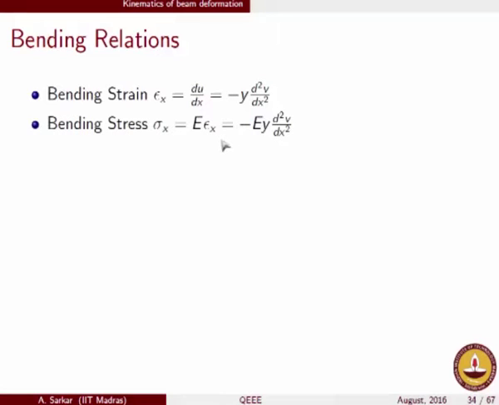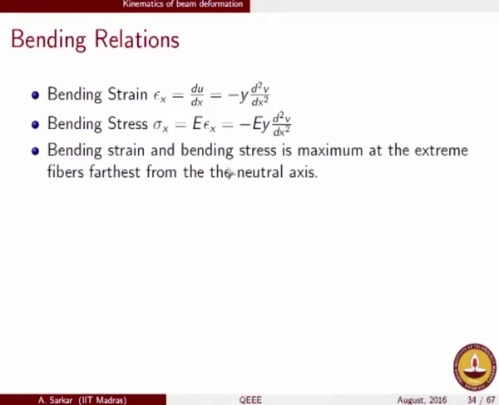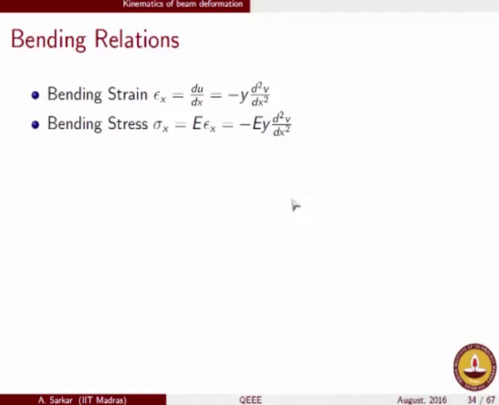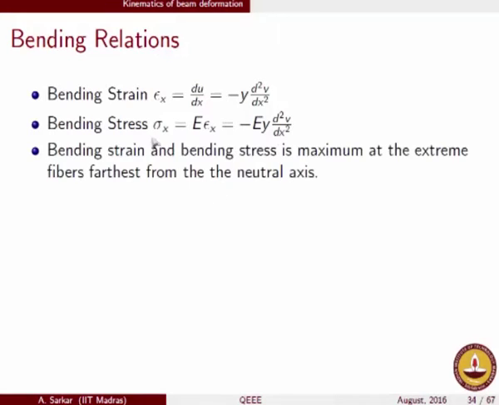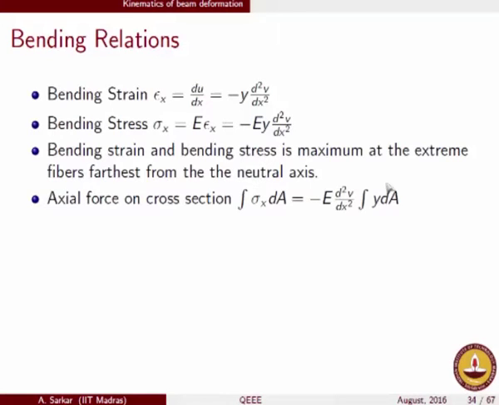Therefore stress, which is E times epsilon x, will be E times y ∂²v/∂x² with a minus sign. Again, the reason this minus sign appears, in some books it may not appear, is because of the sign convention. So please follow that very carefully. So bending strain and bending stress is maximum at the extreme fibers farthest from the neutral axis. So if you choose y to be maximum, then you will see the bending stress is maximum, whether it is tensile or compressive, that depends upon the type of loading exactly. But the point is that if y is maximum, bending stress is also maximum. So that is a very nice result.